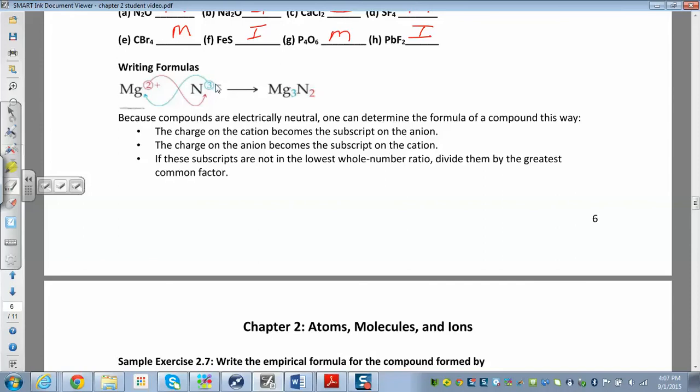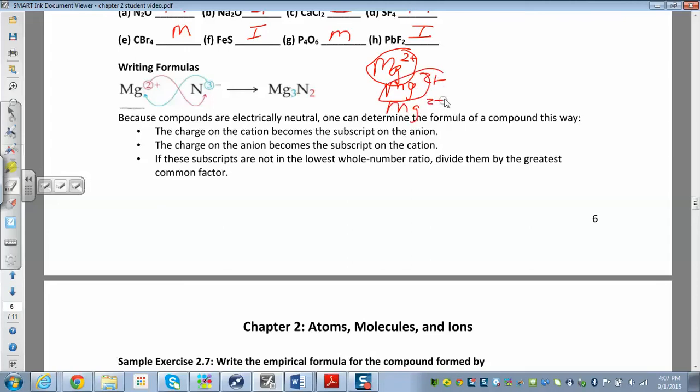So I take this superscript, this charge, and I just put it down here to be the subscript on the magnesium, and the +2 to go down there. So I get Mg3N2. So if you want to draw a picture of what this really looks like, that subscript tells me how many of each one I have. So I have 3 magnesiums, and each magnesium has a +2 charge. So that's a magnesium, and this is a magnesium. So I have 3 of these.